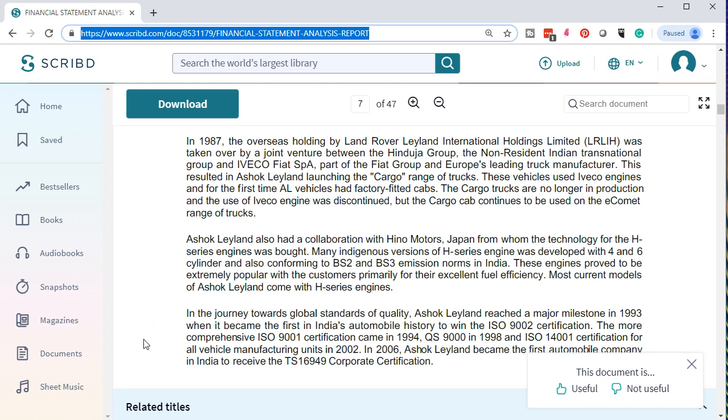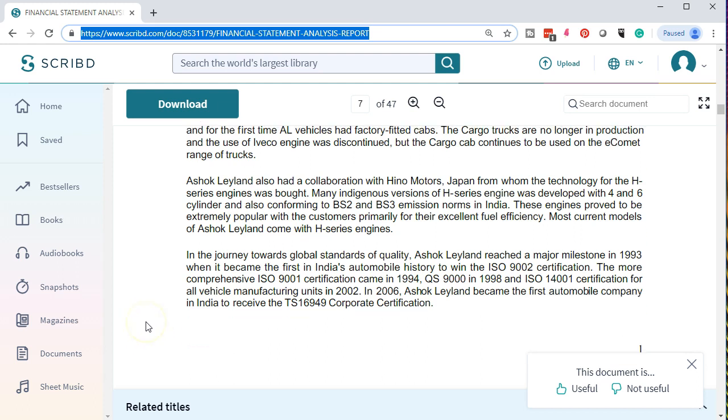Ashok Leyland also has a collaboration with Hino Motors Japan, from whom the technology for the H-Series engines was bought. Many versions of H-Series engines were developed with 4 to 6 cylinders, also conforming to BS2 and BS3 emission norms in India. These engines proved to be extremely popular with customers, primarily for their excellent fuel efficiency. Most current models of Ashok Leyland come with H-Series engines.